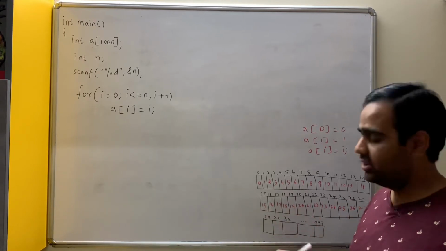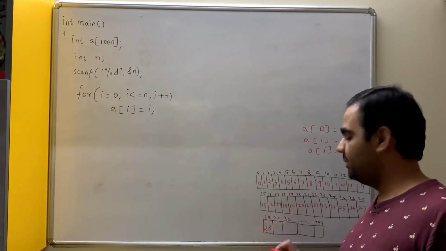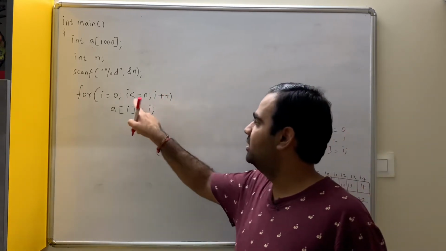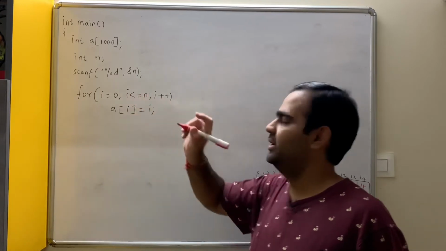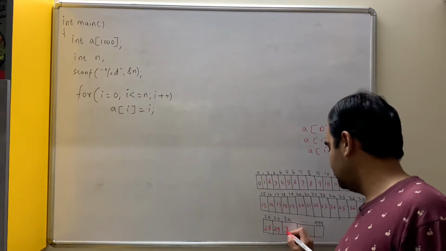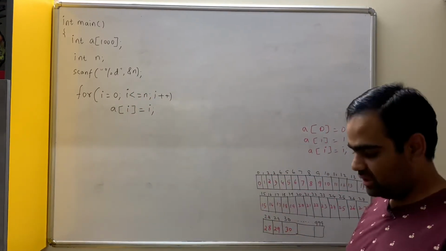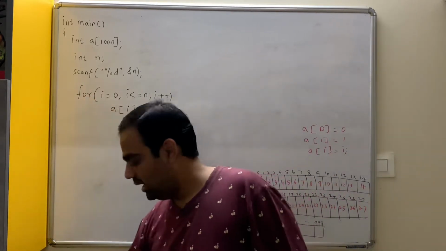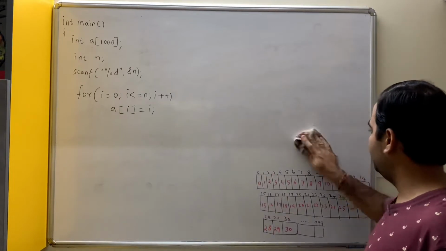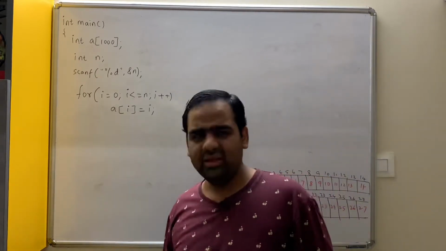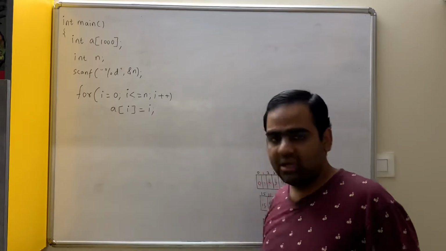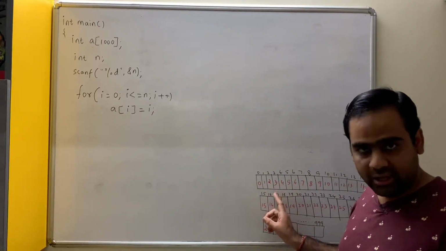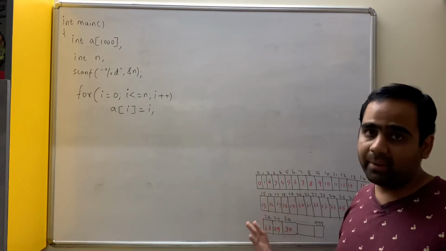Suppose the value of n is 30. 28, i plus plus 29, a of 29 equal 29, i plus plus 30, 30 less than or equal to 30 is true, a of 30 is equal 30, i plus plus 31, 31 less than or equal to 30 is false. You come out of this loop and you see that the array is initialized. a of i is equal to i. Now after you initialize this array, I need to apply sieve algorithm on this array and get all the prime numbers.